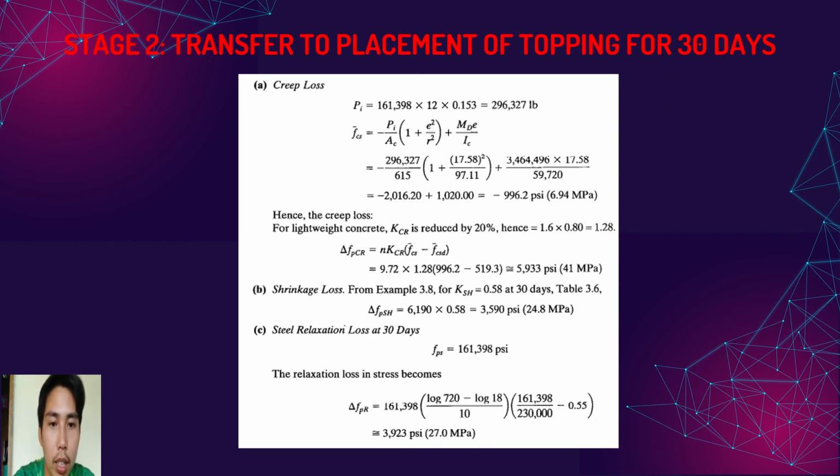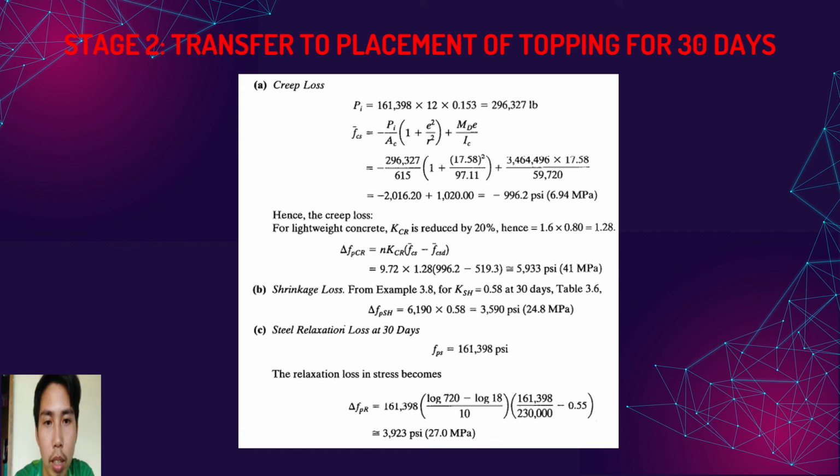Shrinkage loss from equation 3.8, K sub SH equals 0.58 at 30 days. Table 3.6, delta F sub PSH equals 6,190 times 0.58 equals 3,590 psi. C, still relaxation loss at 30 days. F sub PS equals 161,398 psi. The relaxation loss in stress becomes delta F sub PR equals 161,398 times log 720 minus log 18 over 10 times quantity 161,398 over 230,000 minus 0.55, approximately 3,923 psi.